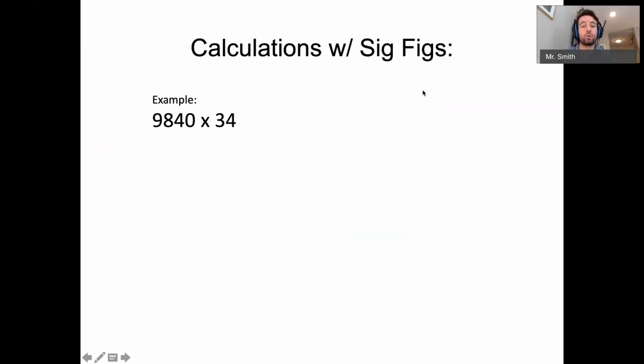Hey guys, today we're going to be talking about sig figs again. This time, instead of focusing on counting sig figs, today we're going to go right into dealing with math problems and how to figure out sig figs with that.